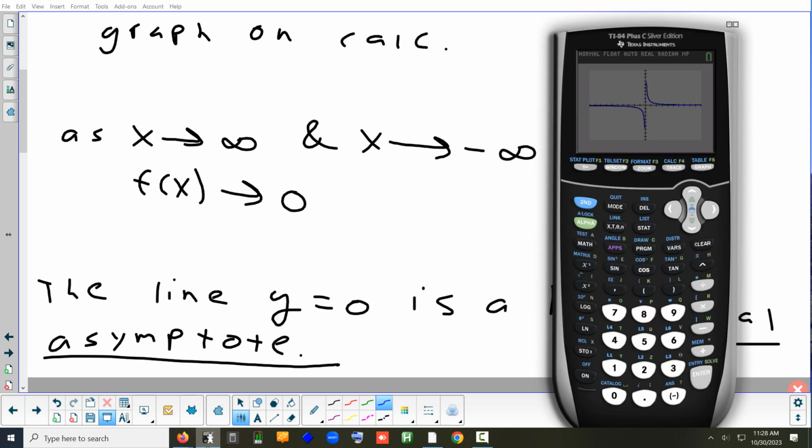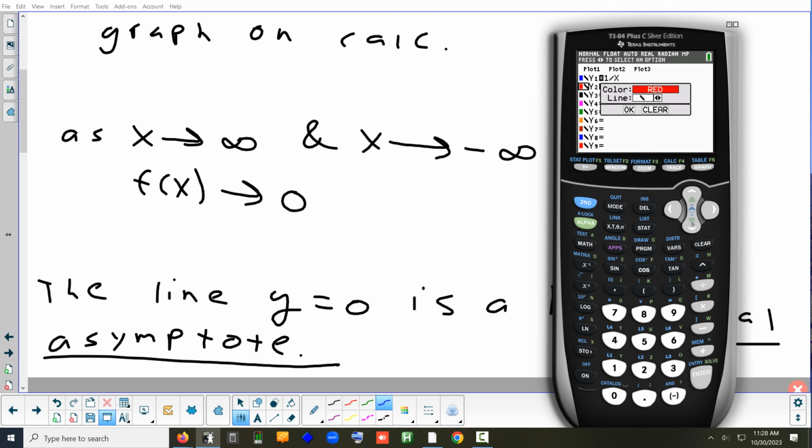The way we generally show an asymptote is we can put it in as a dotted line. So I'll make it dotted. You don't have to make it dotted. I'm just showing you. The calculator can make it dotted, so I'm going to do it that way. And let me zoom in so it's a little easier to see.